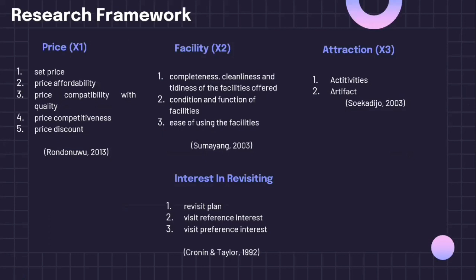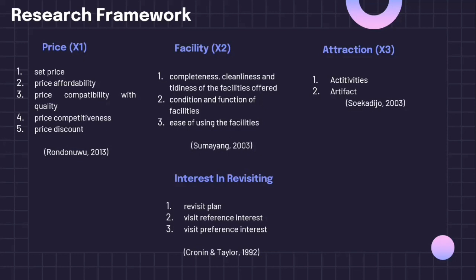Research framework. In the study, there are 4 variables consisting of 3 independent variables, namely variable 1, price, variable 2, facilities, variable 3, attractions, and there is one dependent variable, namely interest in visiting again. In variable 1, price, there are indicators, namely the first is set price, the second is price affordability, the third is price compatibility with quality, the fourth is price competitiveness, the fifth is price discount, by Rondonuwu 2013.